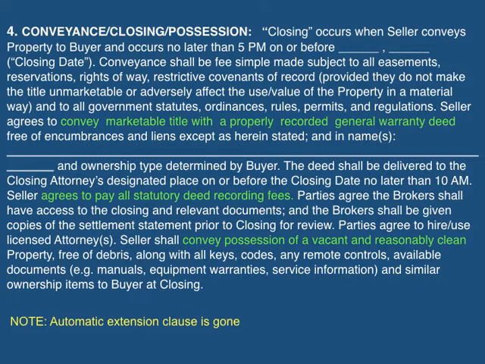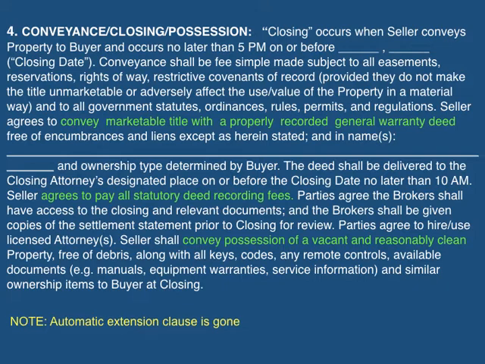And the ownership type is determined by the buyer. The different types of ownership are the sole ownership, if it's just one person, a joint tenancy with the rights of survivorship, tenants in common, a community property. Those are the types, so the buyer would determine what type they want the deed in.